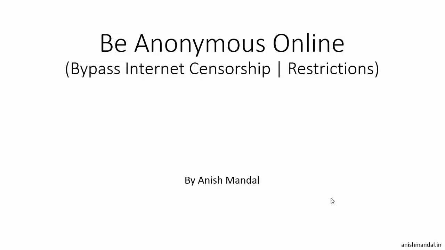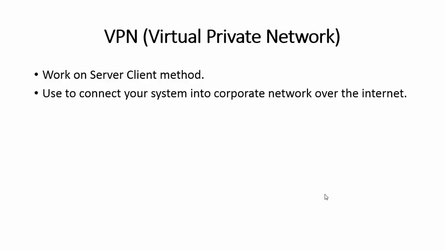In my past series I discussed the proxy server, and in this series we are going to see how we can use a VPN, virtual private network, which works on the server-client method, where we need to use VPN services. We need to connect to a VPN server using various protocols designed by Microsoft, Cisco or OpenVPN. The VPN was actually designed so people can work from home and connect to their corporate network for data and file sharing access.